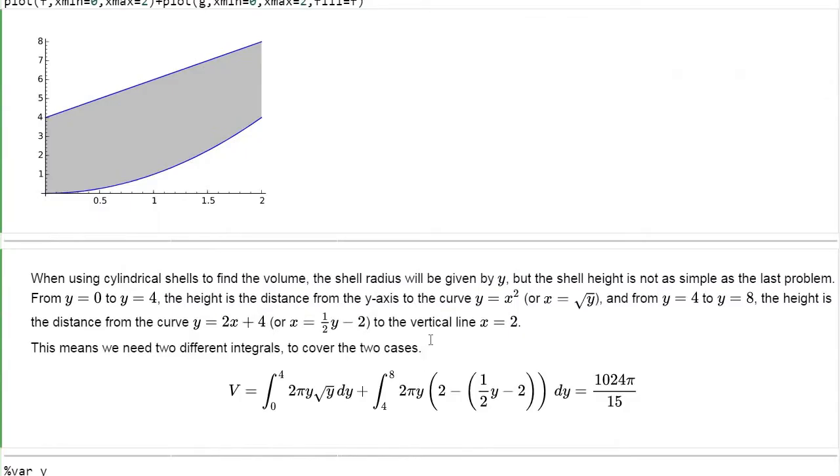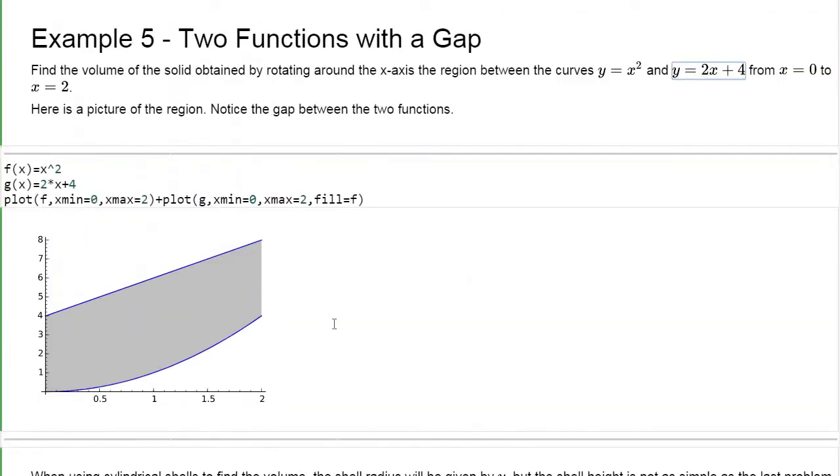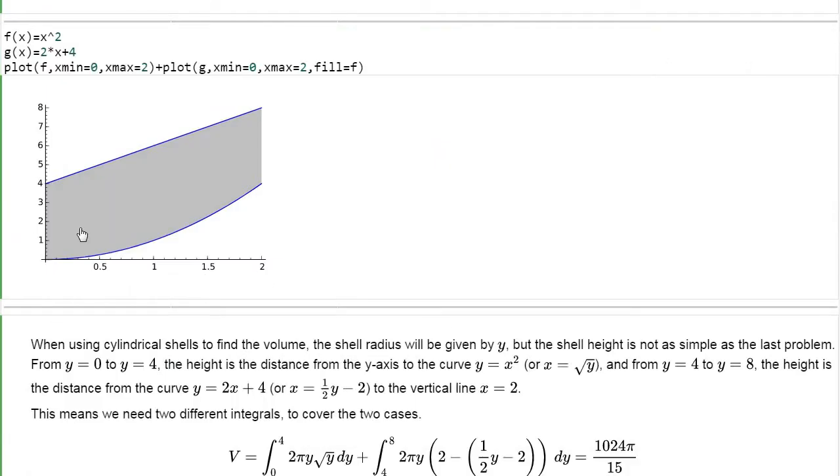Okay, so to use cylindrical shells for this, since I'm rotating around the x-axis, my shell radius is going to be given by y, but the shell height depends on where I am in this picture. So if I say y is 2, for example, and I take a little horizontal line segment there, and I rotate that around the x-axis, I get a cylindrical shell. The radius of that would be 2.